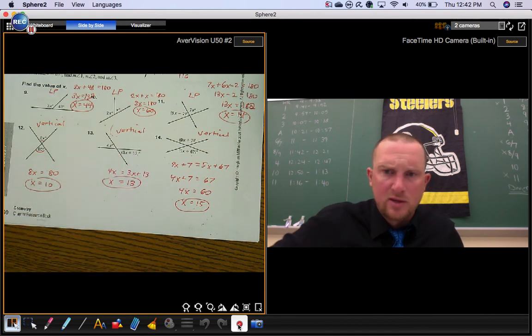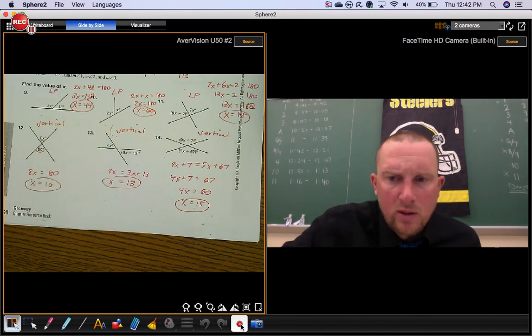Okay, so identifying your linear pairs and your vertical angles are really, really important. That way you know what equation to write.